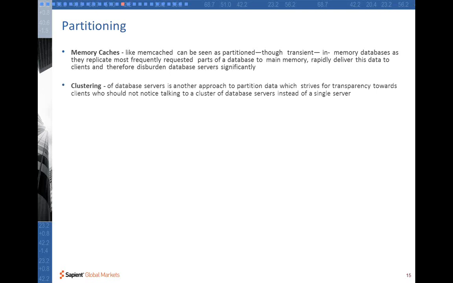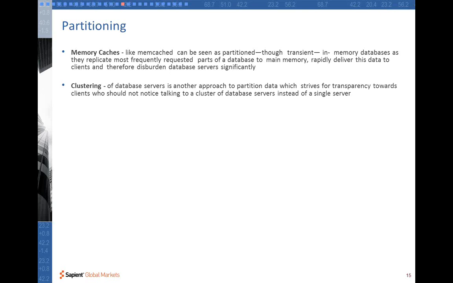So the first one is memory caches. Second is clustering. In the case of clustering, the client should not notice talking to a cluster of database servers instead of a single server. Clustering features have only been added on top of RDBMS that were not originally designed for distribution. This is what a lot of critics are going around about.